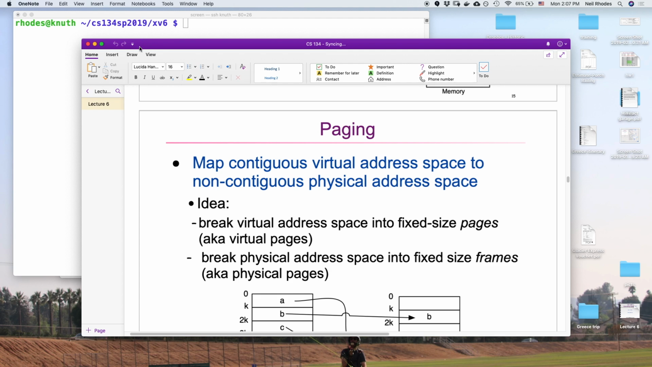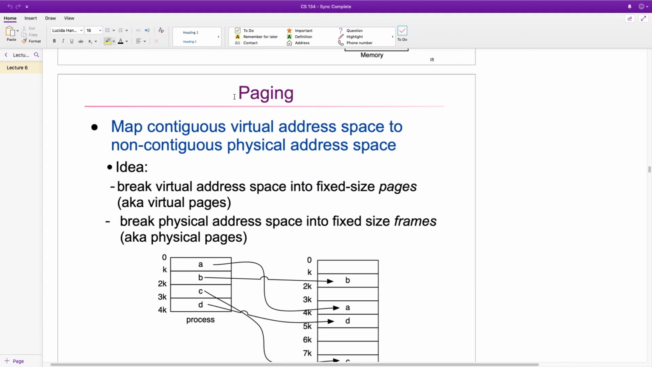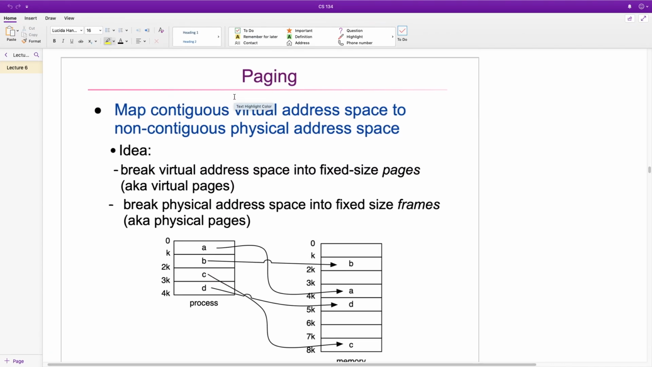So the takeaway then for segmentation is a couple things. One, the processor has some ideas of what segments to use for what different things as it's executing. Instruction pointer, stack pointer, other is the most common. And second, sometimes pointers can get pretty complicated if you do it this way.